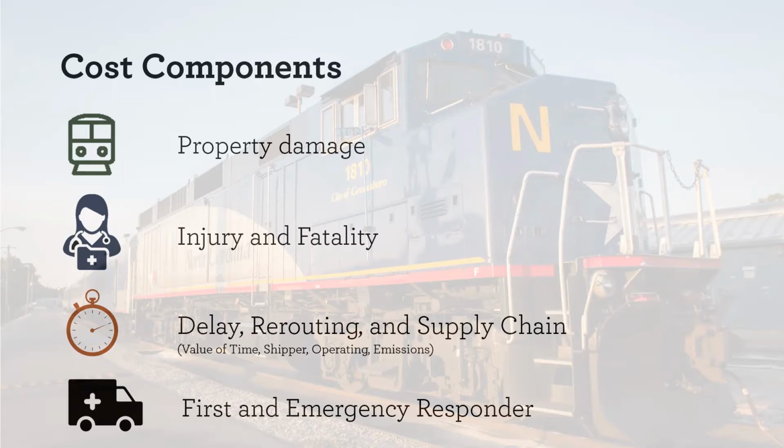Delay, rerouting, and supply chain costs encompass a variety of different costs stemming from the delay that results from a rail incident. Value of time costs accrue for train passengers and crew members experiencing delay. Shipper costs are experienced by businesses waiting to unload or receive cargo that has spoiled, deteriorated, or has lost a portion of its useful life. Cargo replacement costs occur when cargo has been destroyed and requires replacement.